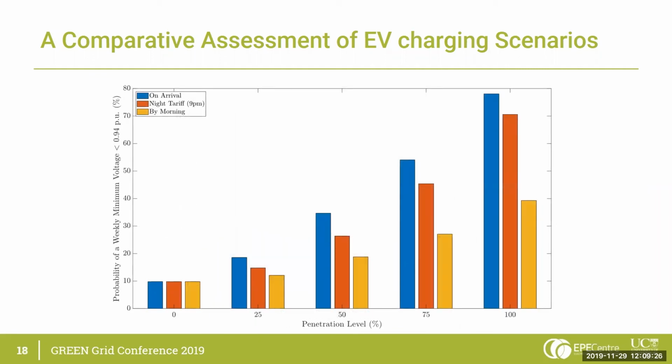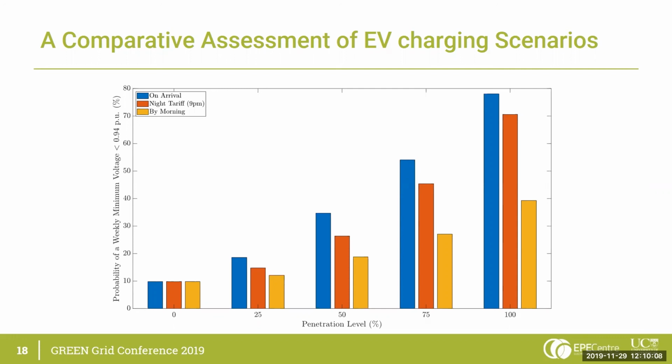As an example of the results, let's look at the probability of a single weekly voltage excursion beyond 0.94 per unit, and let's see how this varies for each of the charging scenarios we've previously described. We can see that the on-arrival charging strategy provides the worst performance. This is because, as you would imagine, on-arrival charging compounds the baseline evening peak. The by-morning strategy provides the best performance, and while at lower penetration levels the difference between the by-morning and night tariff is relatively small, as the EV penetration level increases, this difference becomes significant.